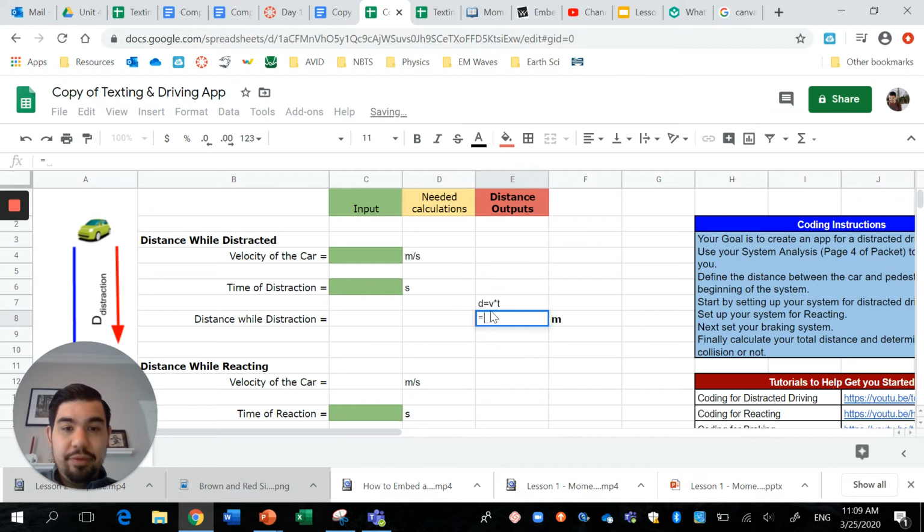This is where we're going to type in the velocity of our car. So instead of typing V for velocity, I'm going to click on this first cell, because this is where we're going to input our velocity, C4. And we're going to multiply that by the time of distraction, which is this next green cell, C6. You see we get our formula: equal sign, C4 times C6. Press enter. You see we end up with 0. But that's okay, we want 0.